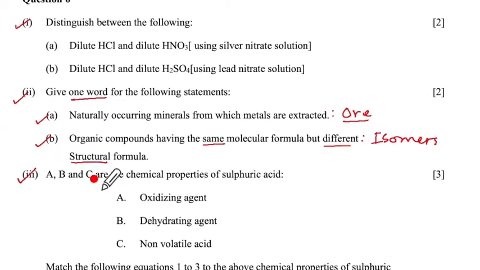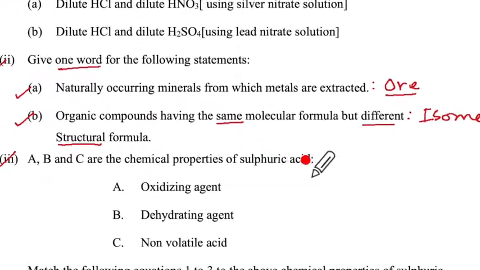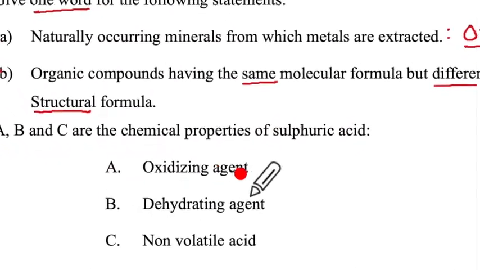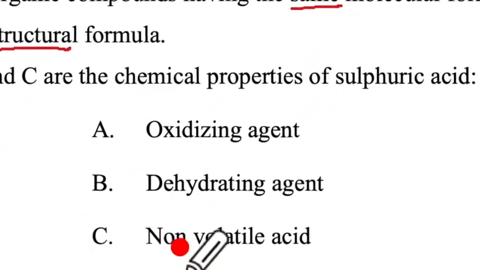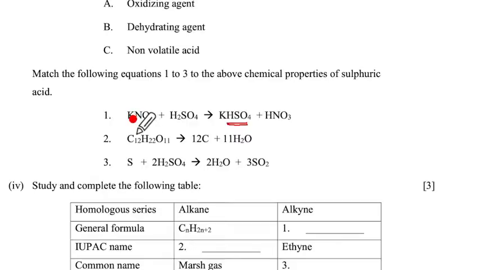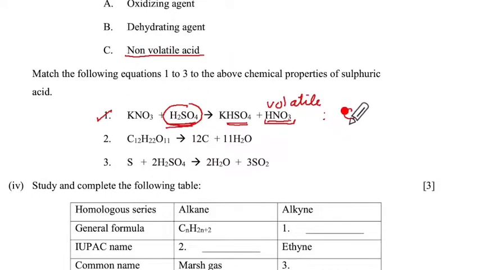We come to the third part. A, B, C are the chemical properties of sulfuric acid. A is oxidizing agent, B is dehydrating agent, and C is non-volatile acid. So in the first reaction, KNO3 and H2SO4, it is forming HNO3. Now H2SO4 over here is forming another acid, and this one is a volatile acid. A volatile acid is displaced by a non-volatile acid. So H2SO4 is exhibiting property non-volatile acid, and this is C.